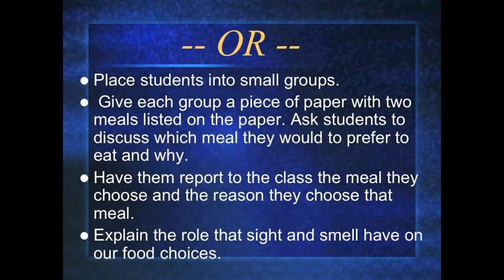Or place students into small groups. Give each group a piece of paper with 2 meals listed on the paper. Ask students to discuss which meal they would prefer to eat and why. Then have them report to the class the meal they chose and the reason they chose the meal. Explain the role that sight and smell have on our food choices.